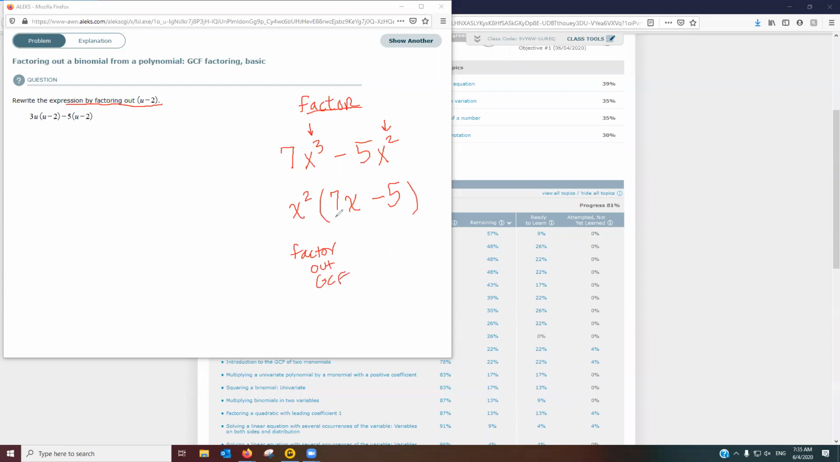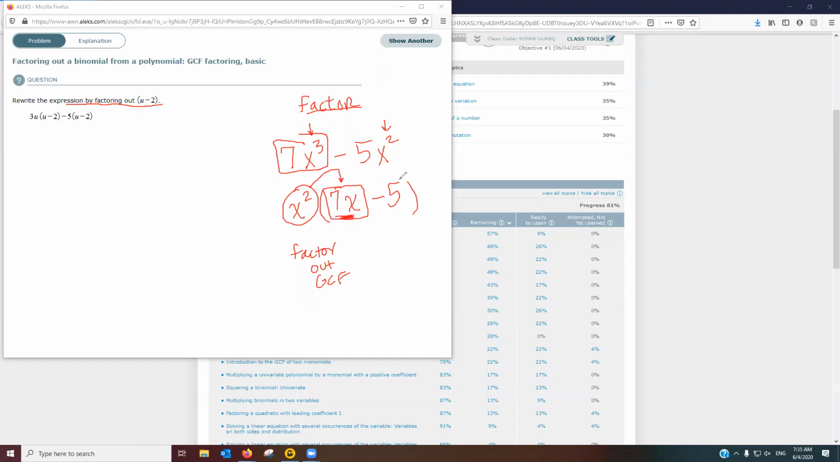And you might say, well, how did you know to put a 7x here? Well, what I said to myself is, if I was to take x squared and multiply it times some quantity, what quantity would I need in this box to get me back to 7x to the 3rd?